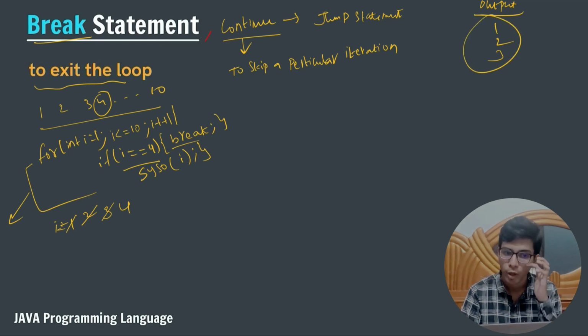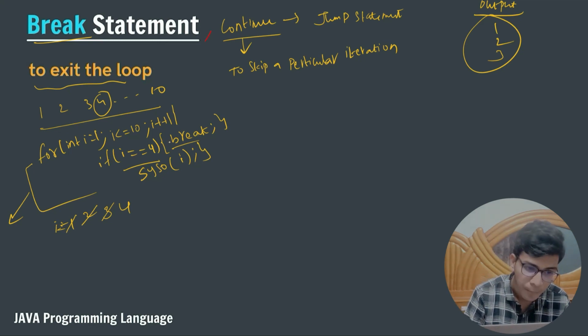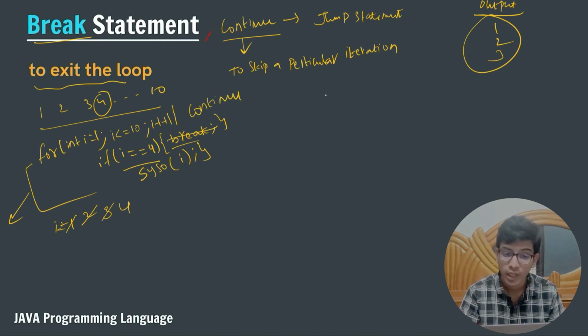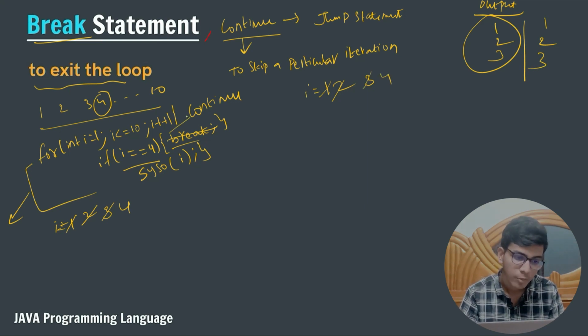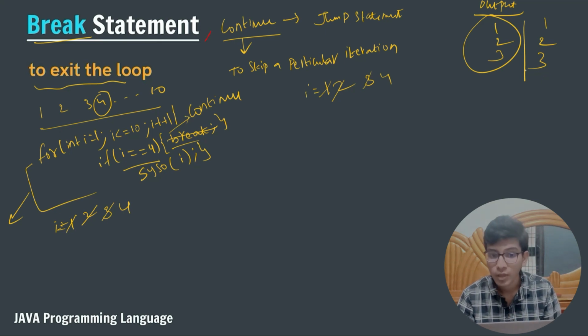This is our output. Suppose I want to skip a particular iteration, then in the place of break I will write continue. If I write continue here, then let us see what will happen. So initially i is equal to 1, right? So the value will be printed here. After that i will become 2, 2 will be printed here. After that i will become 3, 3 will be printed here. Now i will become 4. If i is equal to 4, then what I am doing, I am skipping that particular iteration. So 4 will not get printed here. The 4 iteration will get skipped.